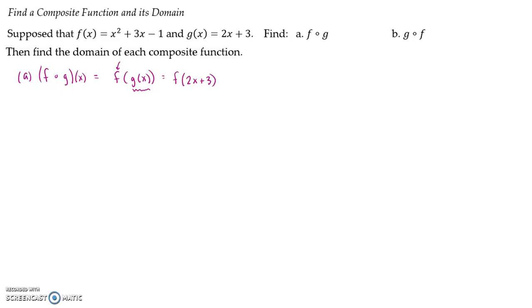So each time we see an x in this function for f, we're going to go ahead and plug in a 2x plus 3 right there. So this is going to give us 2x plus 3, the whole thing squared, plus 3 times 2x plus 3, minus 1.